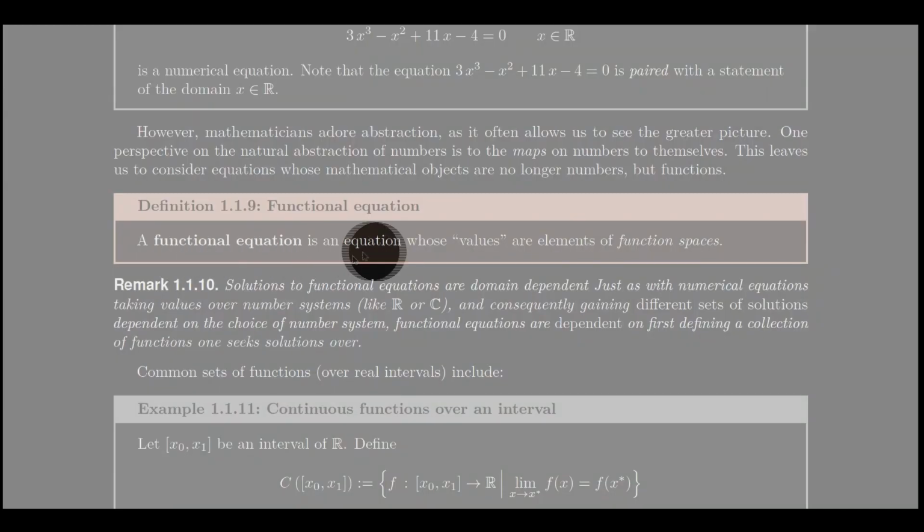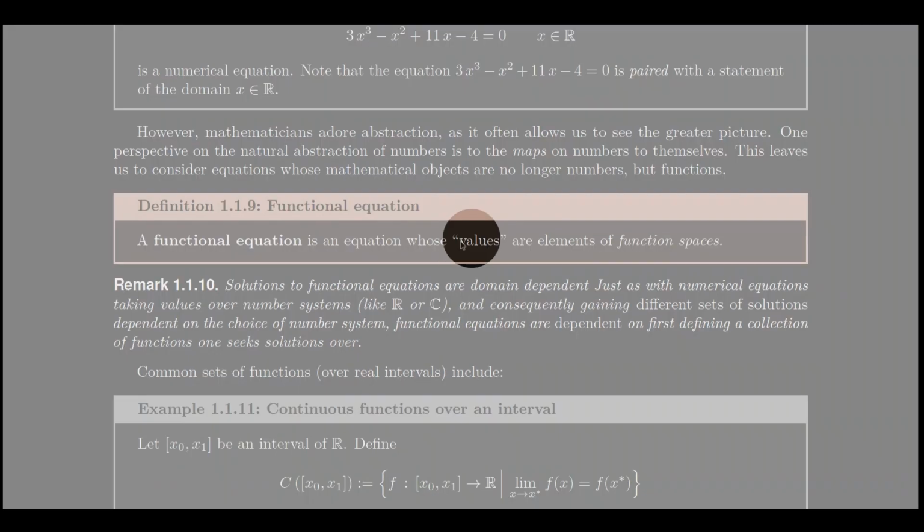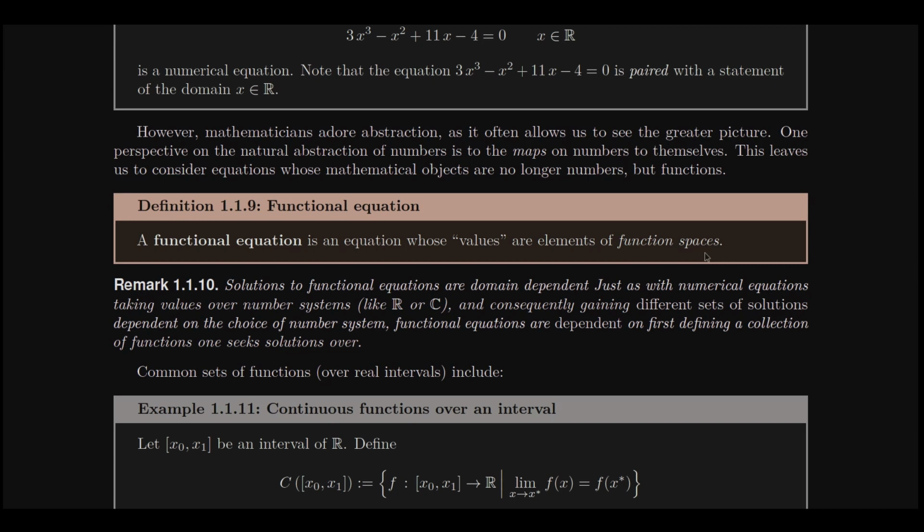So a functional equation is an equation whose values, right? It's not going to have numbers on the left, numbers on the right. It's going to have functions on the left, functions on the right. And so those values are elements of function spaces.